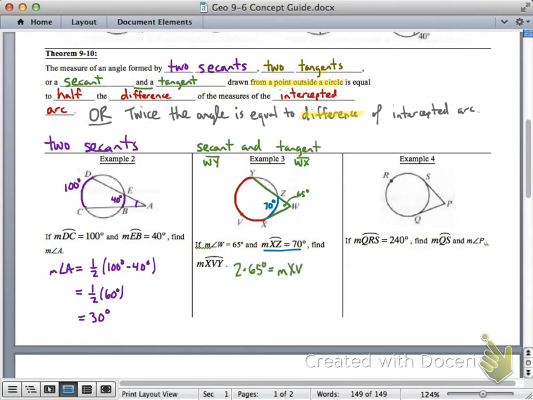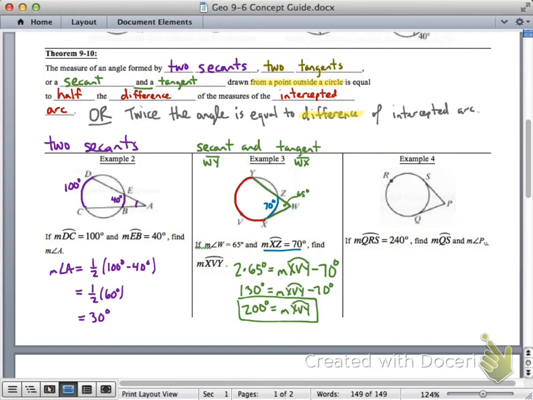XVY, double the angle equals the measure of XVY minus 70. Always write out the formula. You always take the bigger arc minus the smaller arc, so that you'll get it right. So we have to add 70 to 2 times 65, 130, to get 200. That's the measure of it.